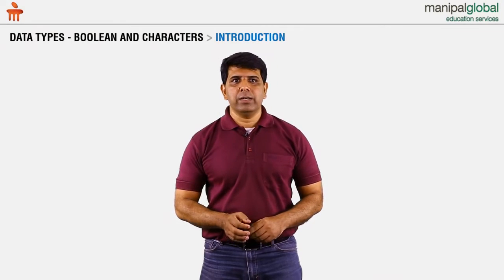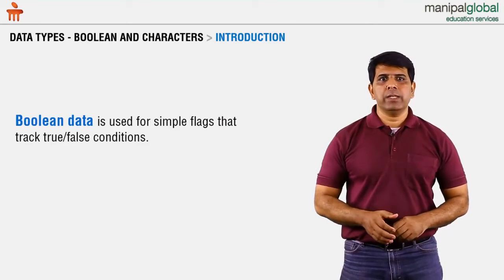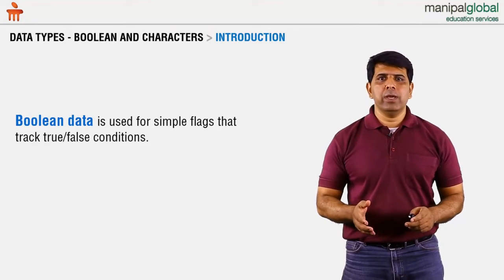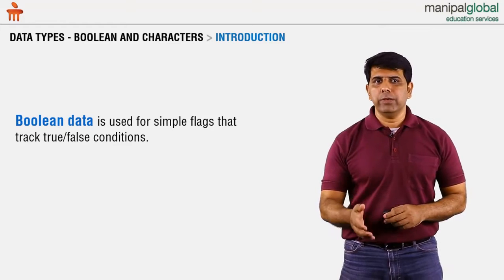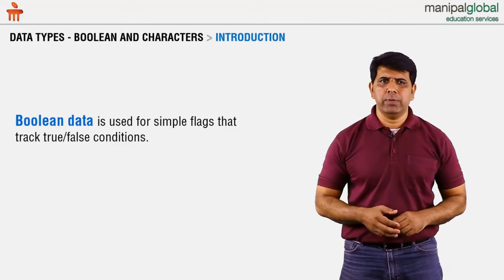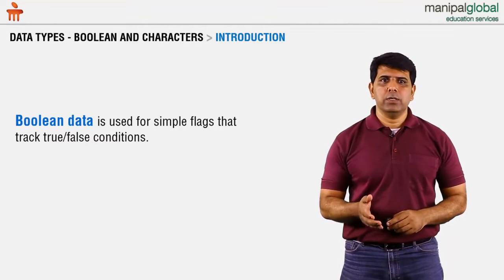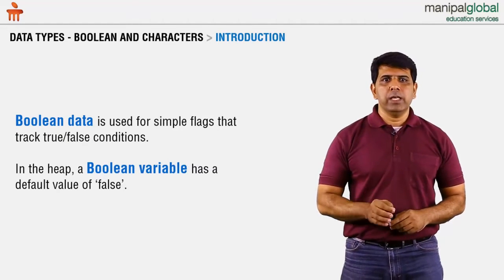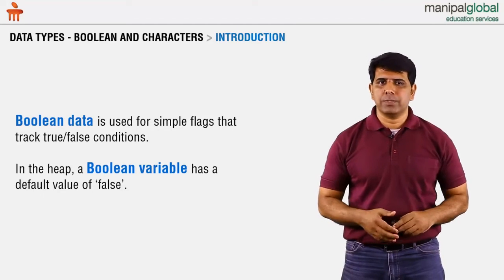Welcome to this lecture on data types, Boolean and characters. Boolean data is used anywhere conditions are required. You might use it in if conditions, loops, and many places. Where there is a true-false requirement, you go for this. In the heap, Boolean is always stored with a default value of false.